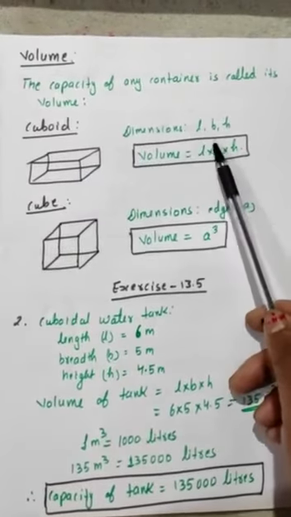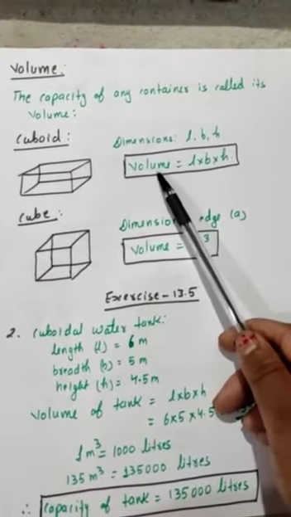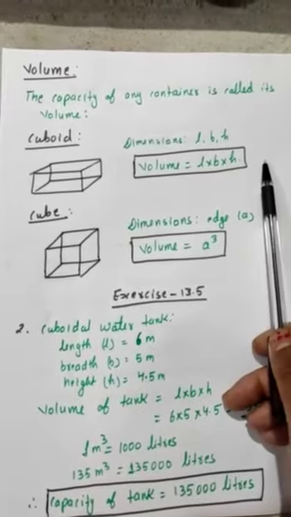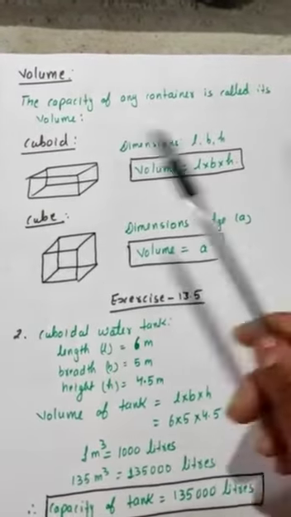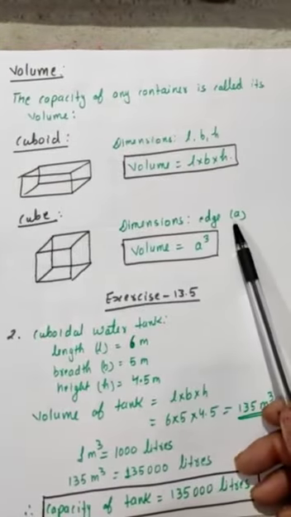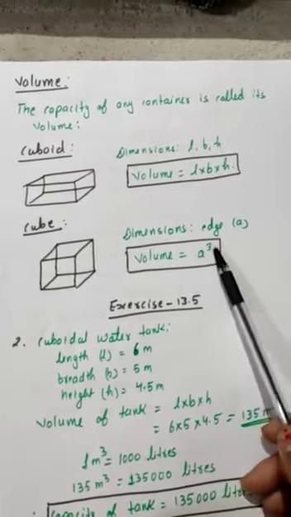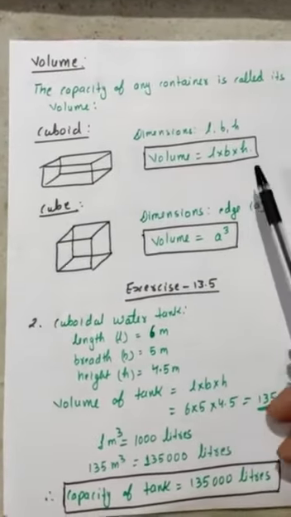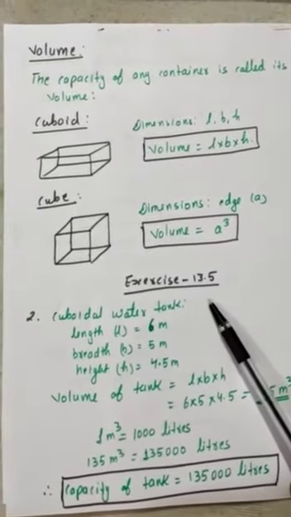Now what are the dimensions of cuboid? Dimensions are L, B and H, length, breadth and height. So what will be the volume of cuboid? It will be L into B into H. Okay, and in case of cube, again the three dimensions are there, but all the three are same, which is given by the formula A. So what will be the volume? A into A into A, which is A cube. So this is very simple, these two formulae. So based on these two formulae we have to solve exercise 13.5.